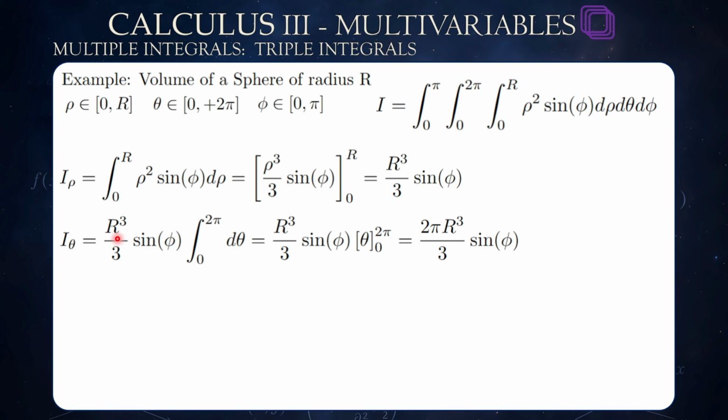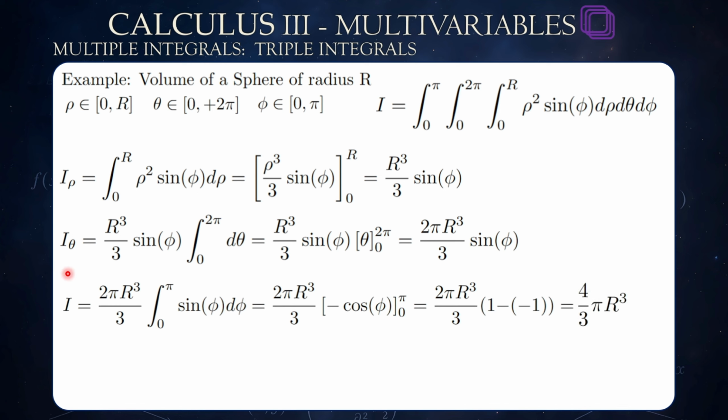Then integrating with respect to θ, we have r³ divided by 3 sine φ. This is regarded as a constant, so you move it outside of the integral. The integral from 0 to 2π dθ is equal to r³ divided by 3 sine φ times θ between 2π and 0. So it is equal to 2π r³ divided by 3 sine φ. All of these are constant, so you move them outside of the integral. The integral from 0 to π of sine φ dφ, times 2π r³ divided by 3.